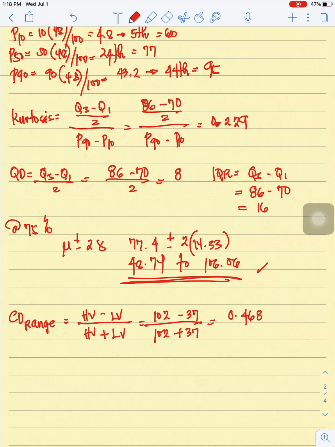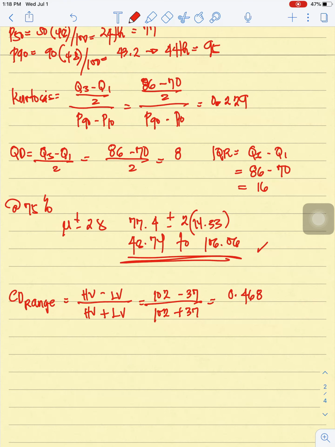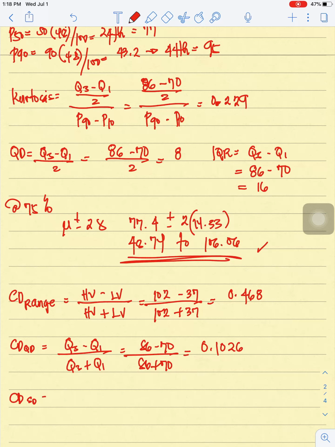Okay, then what about the coefficient of quartile deviation? We have the CD of the quartile deviation, that is Q3 minus Q1 divided by Q3 plus Q1. That is 86 minus 70 over 86 plus 70, and this is equal to 0.1026.